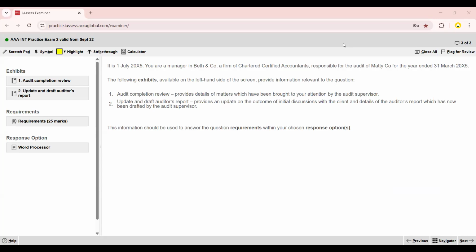So in today's class we are going to discuss question number 3. This is practice exam number 2 under your CBE practice exam section. Before starting the question, I would recommend you to open this question on your CBE platform. Once you open your CBE platform, there is a section of practice exam, and in that section this is exam number 2. You can see exam 2 valid from September 22.